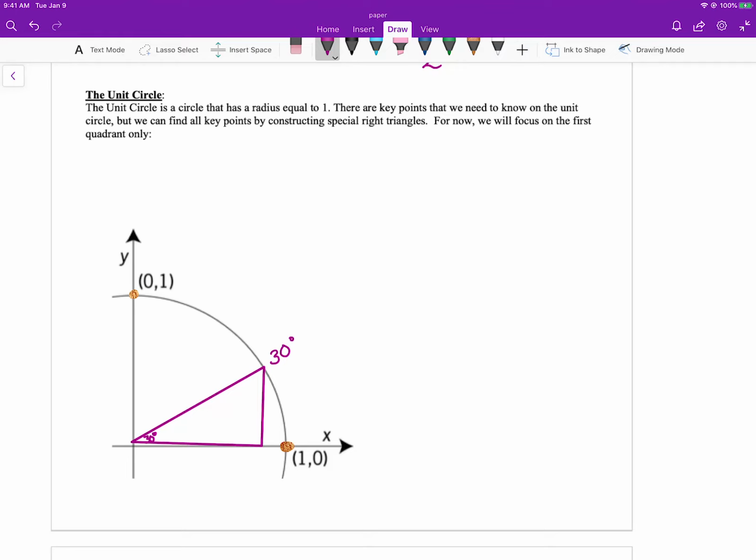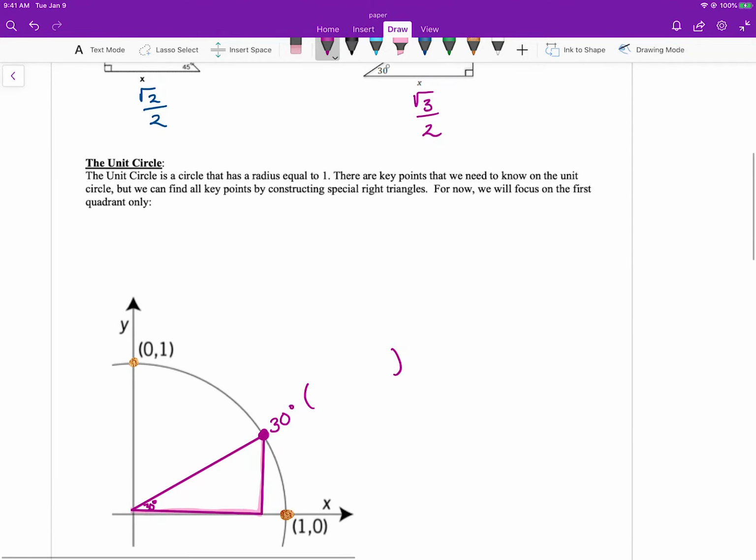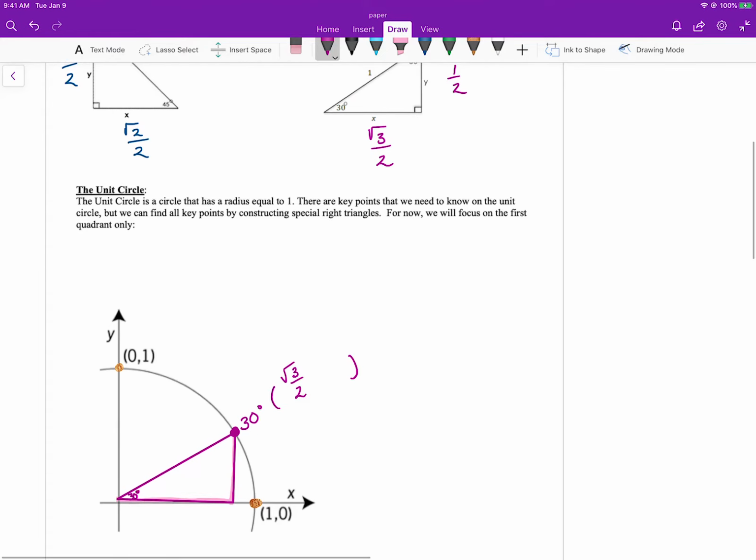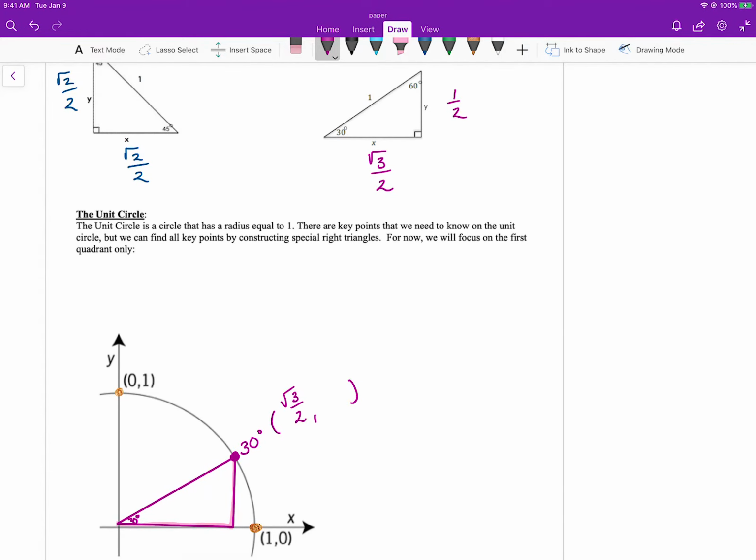So now what we're doing is we're figuring out if we were to plot this point, what would be my units, how many over and how many up? What would be my x and y coordinate? And we figured that out here above with special right triangles because we can see we're going over root 3 over 2, and then we're going up for y 1/2. That's where those coordinates are coming from.